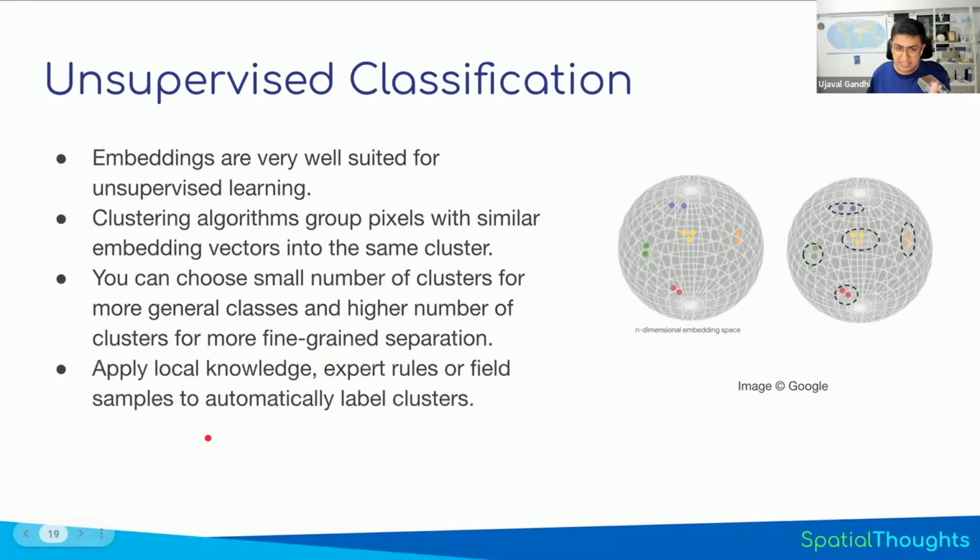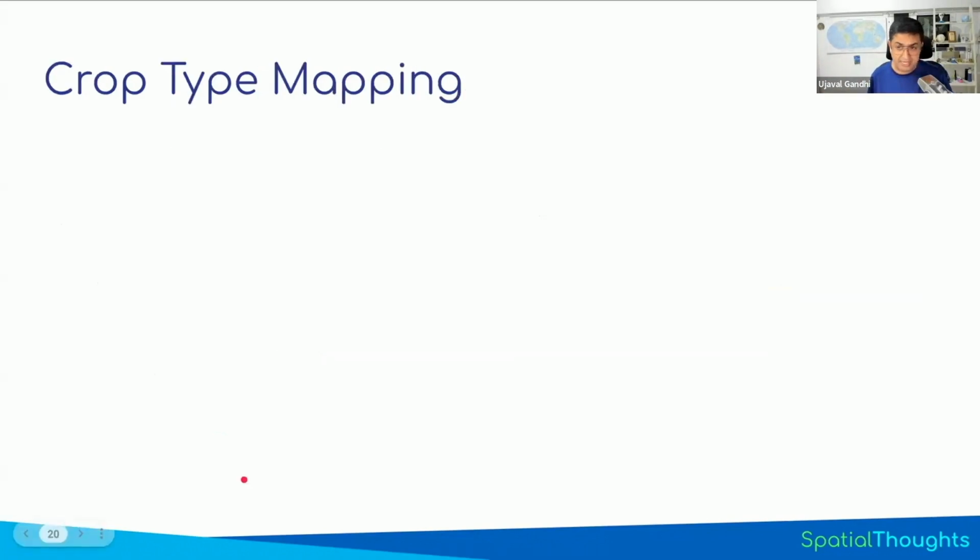Once you have those clusters, there are different techniques that we'll cover. You can apply local knowledge. You can say, I know this area very well, I know that this cluster is actually this type of farming. Or you can say, I have some rules where I'll compute some index value for each of those clusters, and the one having high values in this index is actually surface water. Or we'll apply this technique for doing crop type mapping.